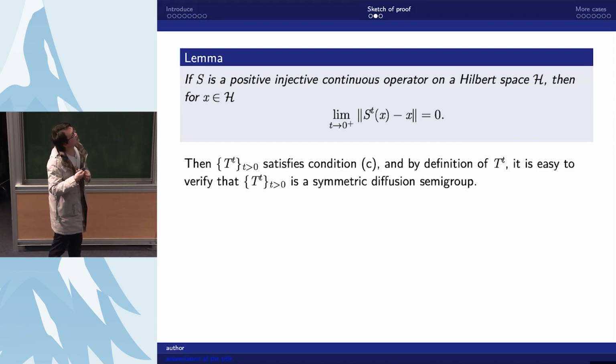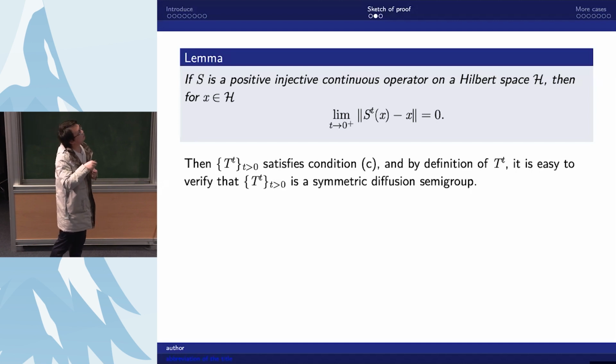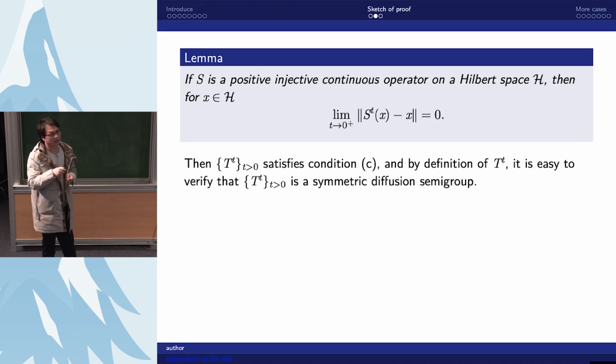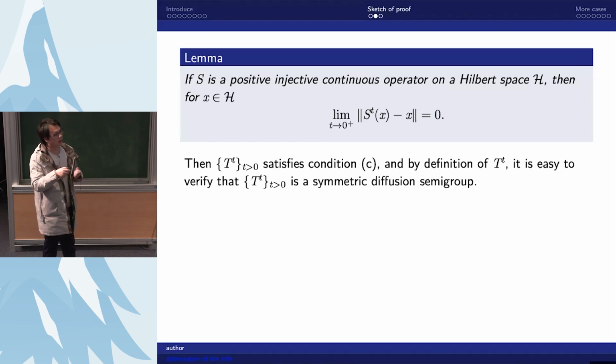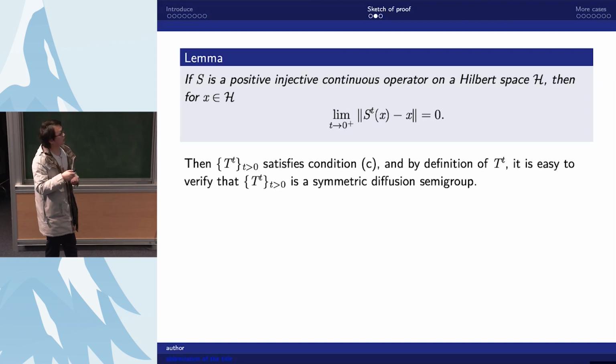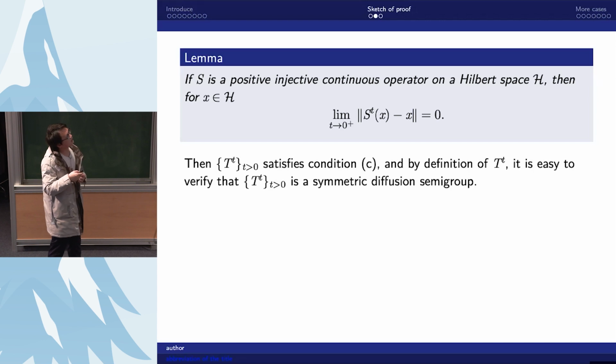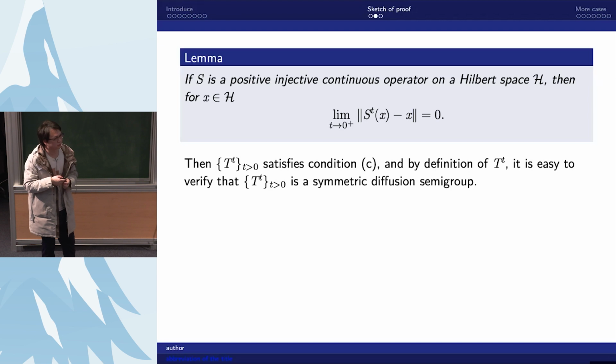This lemma gives the fact that T to the power t satisfies condition C, that is the limitation condition. And by the definition of T to the power t, we know that T to the power t is a positive contraction on every LP, and Markovian and self-adjoint. So we verify that T to the power t is an exact symmetric diffusion semigroup.